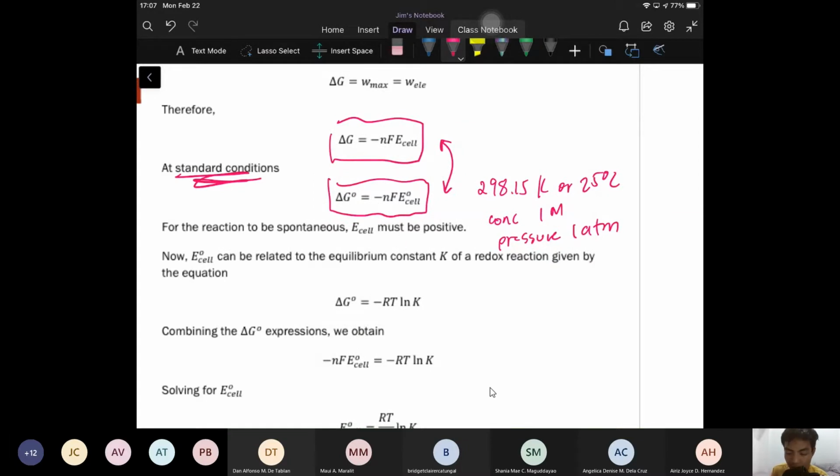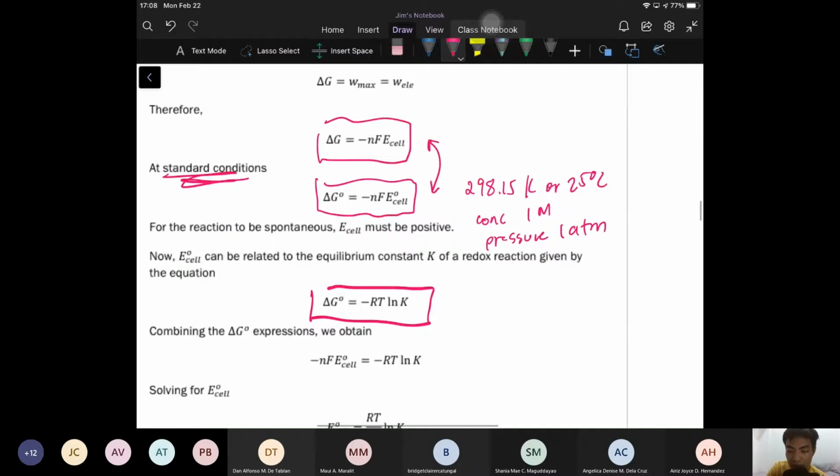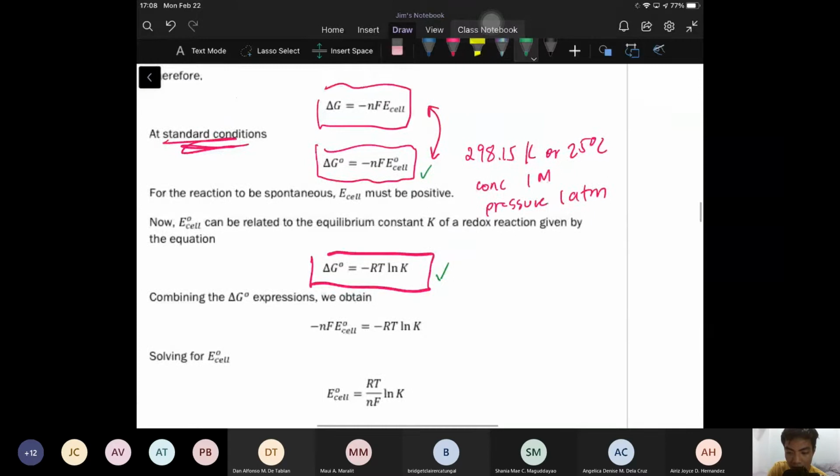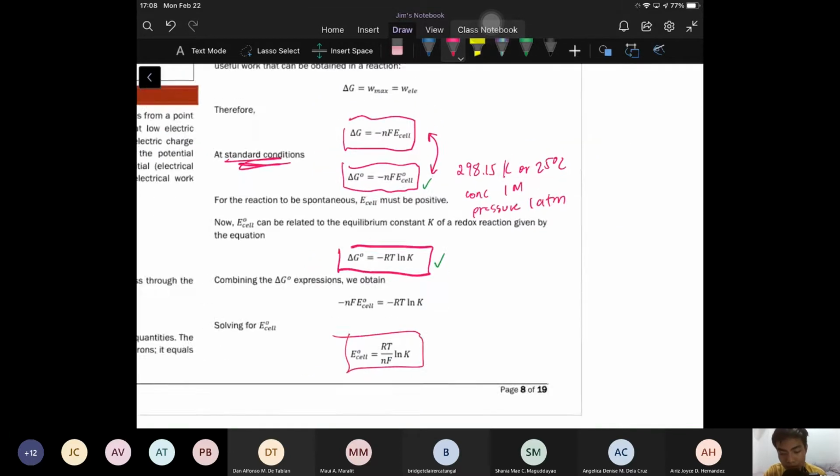Okay. Ano pa yung isang equation na important? This one. So according to thermodynamics, delta G can be calculated from the equilibrium constant. So that's delta G equals negative RT ln K. No? So ginawa dyan, pinagsama ito, pati ito. So we get this final equation. E naught cell equals RT over nF times ln of the equilibrium constant. Okay? So yan.